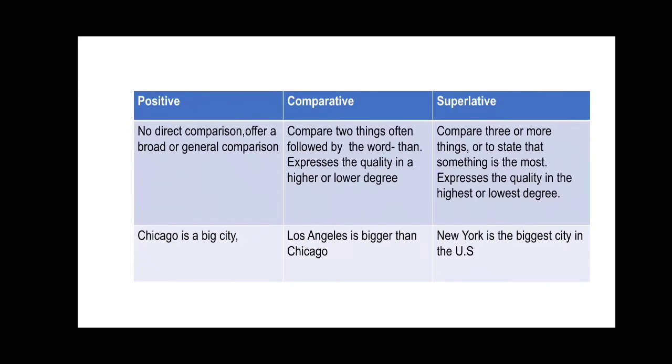Now, for example, Chicago is a big city. Los Angeles is bigger than Chicago. Here we use the comparative form bigger and than. New York is the biggest city in the US. Here we use the as well as the superlative form biggest.